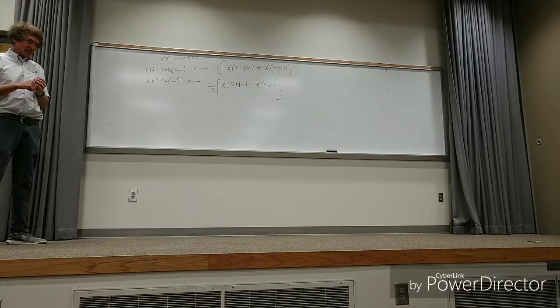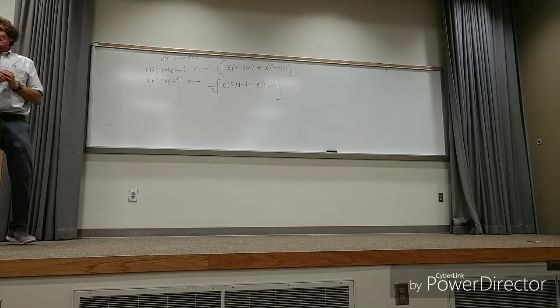Could you clarify, is that on the bottom, the term out front, is that a J over 2 or a 1? Yeah, it's a J. J over 2. Okay.